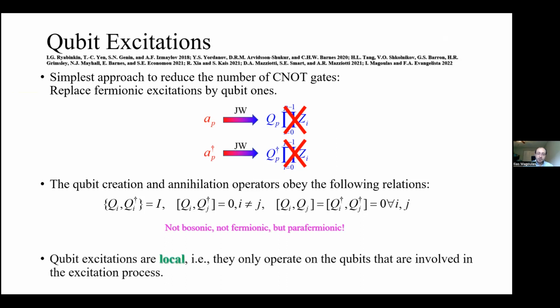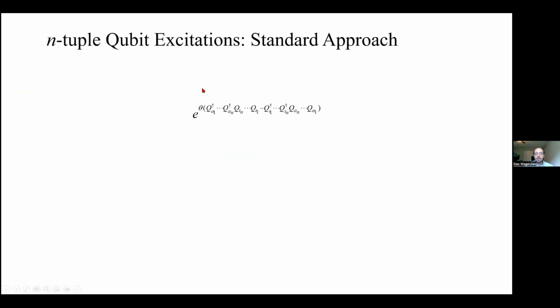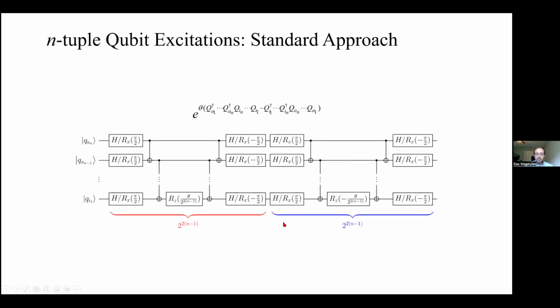What is important for our purposes is that by removing these strings of Z operators, the qubit excitations are local. And what that means is that they only operate on the qubits that are involved in the excitation process. And this is why you can reduce the number of CNOTs. So for example, this is how your exponential would look like for an n-tuple qubit excitation. And this is the circuit. So in principle, we still have 2 to the 2n CNOT staircases. The thing is that now the CNOTs contained in each of these staircases are much fewer. And in fact, for a qubit excitation, we can have an analytic count of the number of CNOTs.